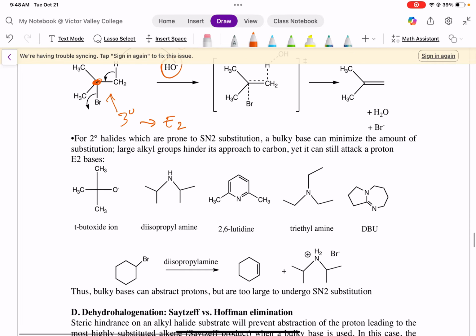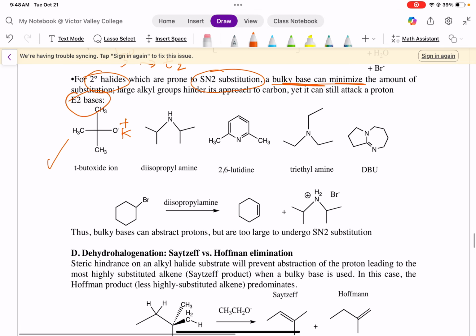Now, for secondary, it's easy to undergo substitution unless we use a bulky base. These are examples of bulky bases. T-butoxide ion is the most popular one, and they always come with a cation, positive ions. For example, this one, if you use a bulky base, use that or T-butoxide, you get the alkene product.